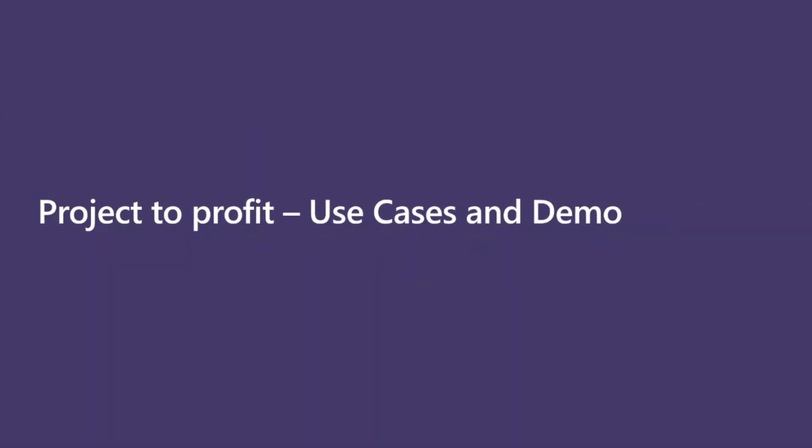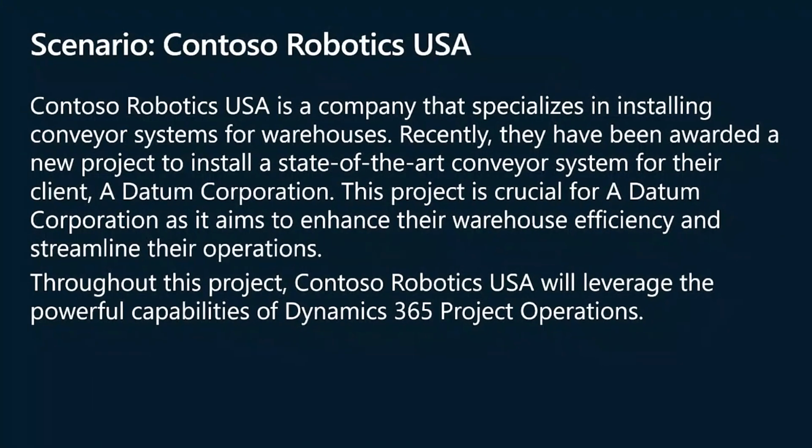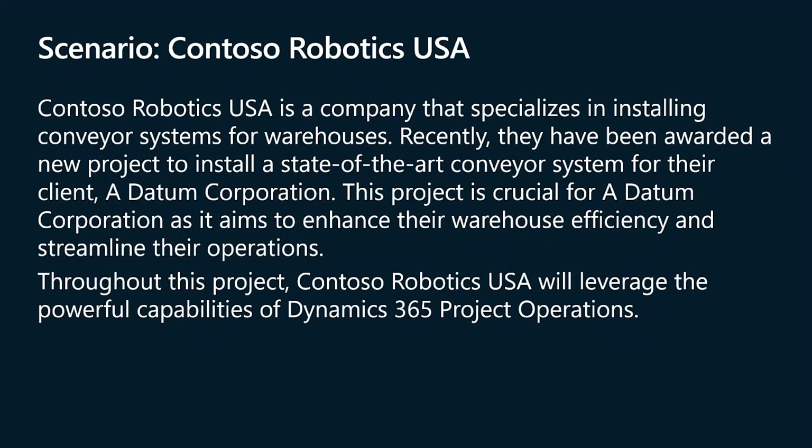Let's consider a specific example to understand how certain L3 business processes interact with the project to profit business process. So we'll take an example in this session. Let's consider this scenario. Contoso Robotics USA is a company that specializes in installing conveyor systems for warehouses.